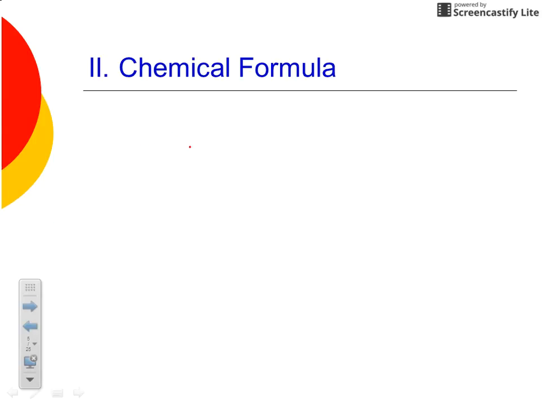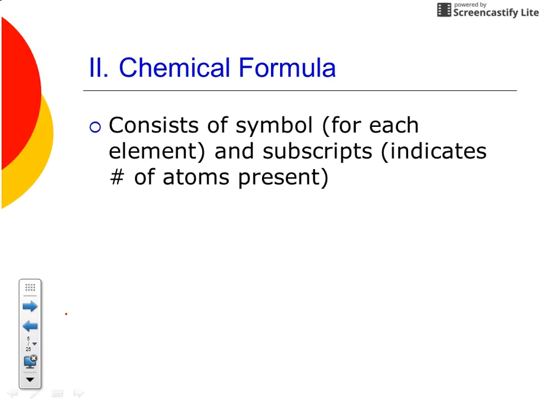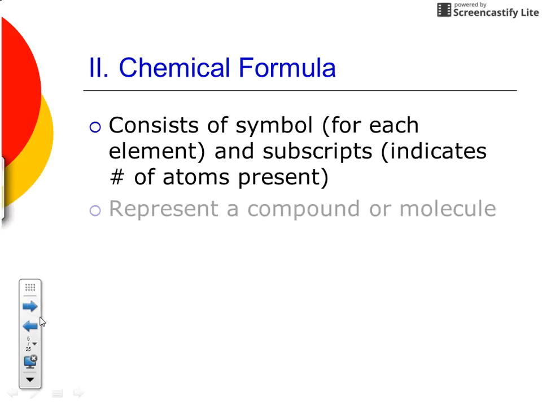So we're going to look at chemical formulas, specifically ionic formula writing today. Let me just remind you that chemical formulas consist of the symbols for each element, and the subscripts indicate the number of atoms present in the compound. When you see a chemical formula, it represents a compound, or we could also call that a molecule.